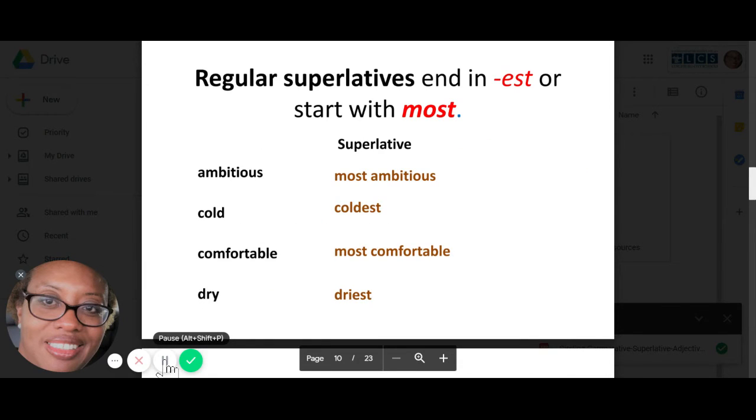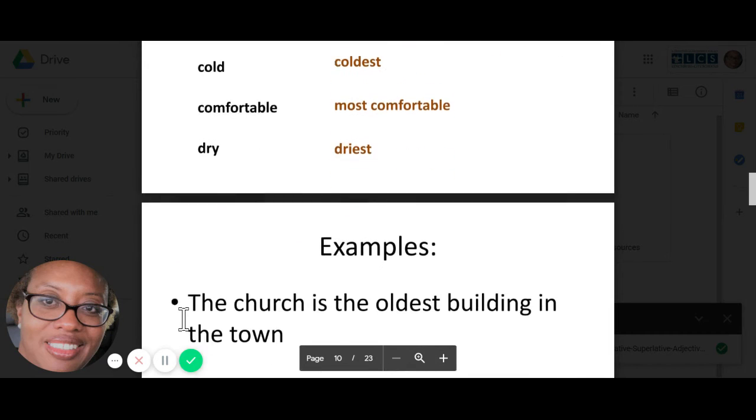A superlative is a word that compares one thing to a group of things. For example, this one thing stands out over the group. For example, you're the most ambitious. You're not just ambitious, or more ambitious, you're the most ambitious. That's a superlative. It's the coldest. You're the most comfortable. This is the driest weather ever.